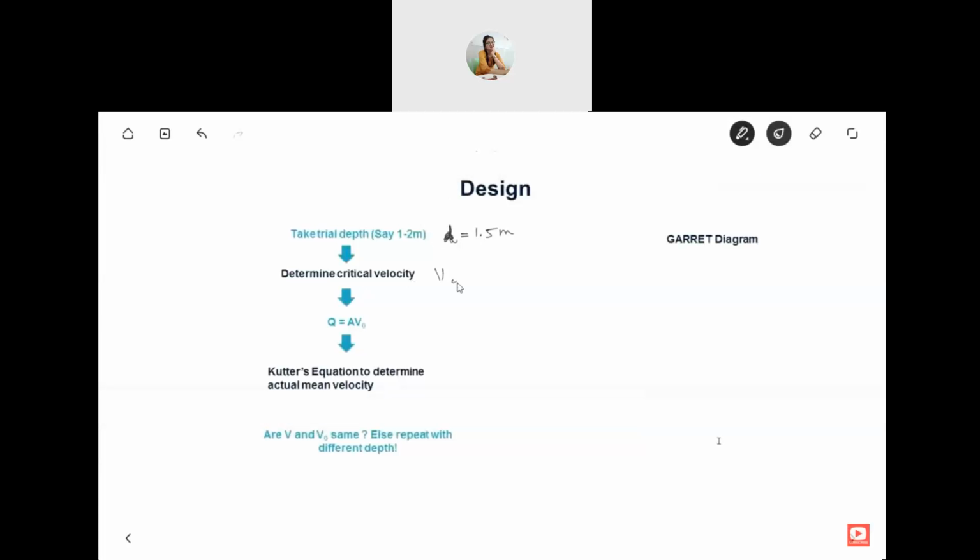velocity. V naught equal to 0.55 m d power 0.64. So you substitute this d here, and you may also know the critical velocity ratio for that channel, and you determine the critical velocity ratio. The discharge of the channel also will be given, or you may have to assume accordingly, and you also know the V naught, so you will find the cross-sectional area.